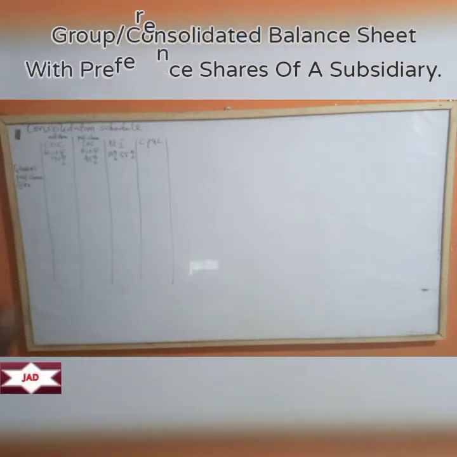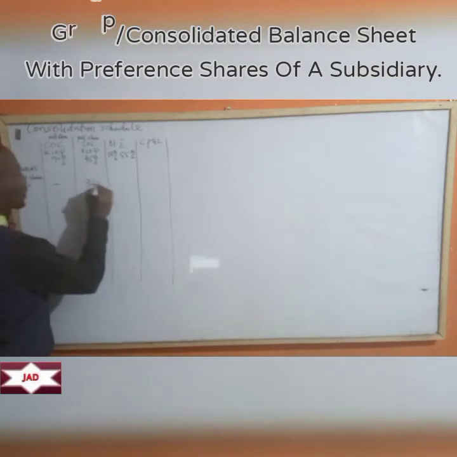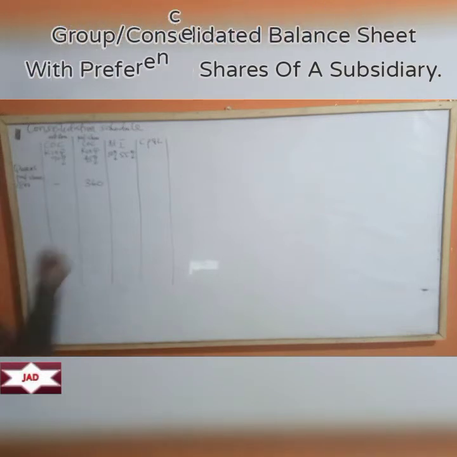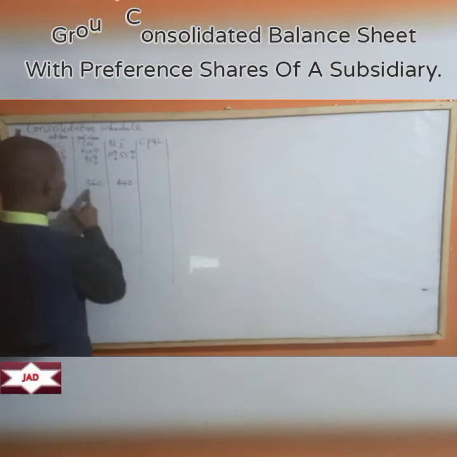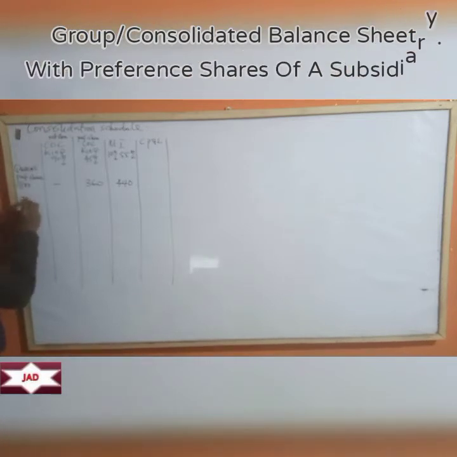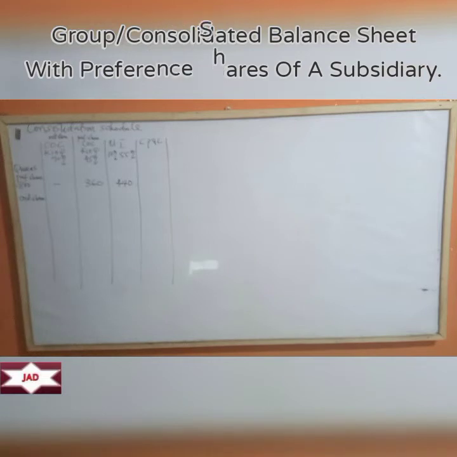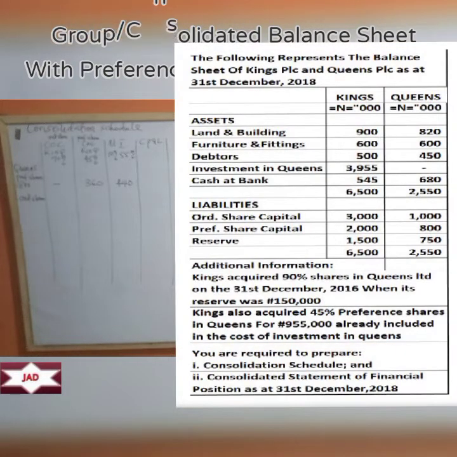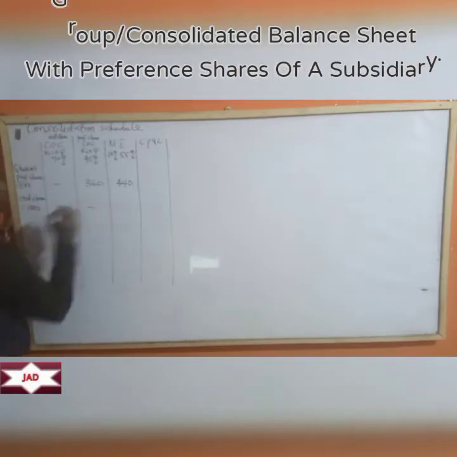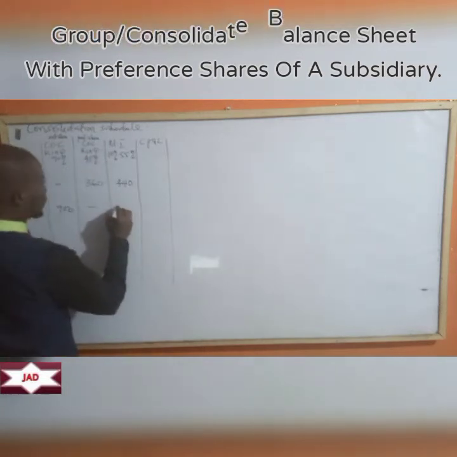That's 360. This will now be 0.55 times 800, that's 440. If you add these together, it should give you 800. So we have the ordinary share capital now. Ordinary share is 1,000. So 90% will be 900, and 10% will be 100.